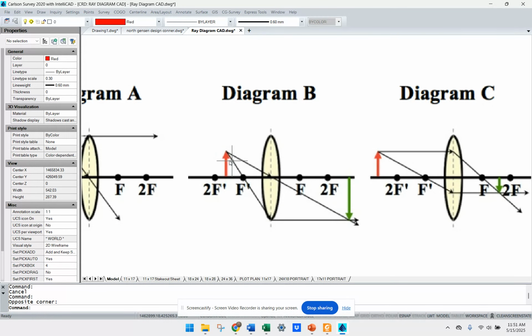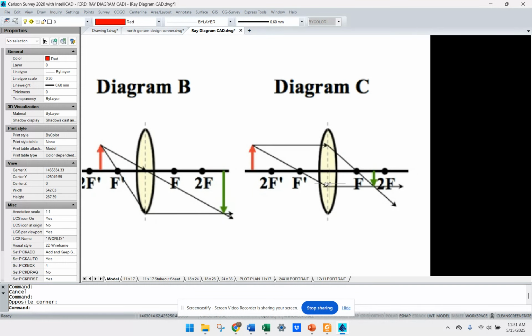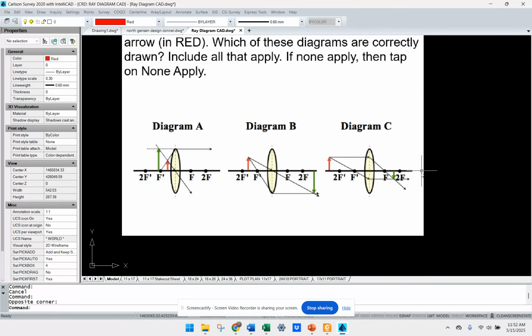If you look at diagram B, straight through the center, that's a true. That would follow the rule. This one, does it go through the focal point and go parallel out? Yeah, that would be true. So diagram B would work. And this one we have going through the focus, refracting parallel. That would be true. Parallel in, refracting through the focal. So that would be true. So in fact, all 3 of those would be true.